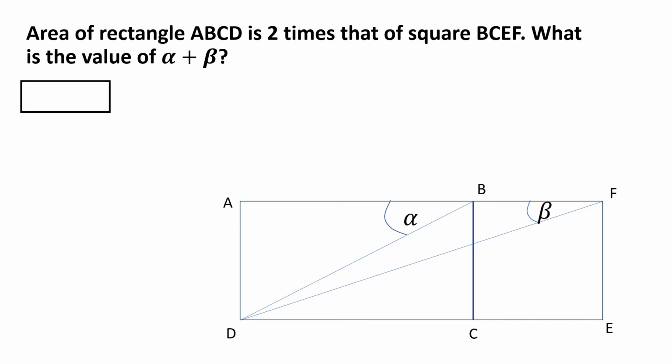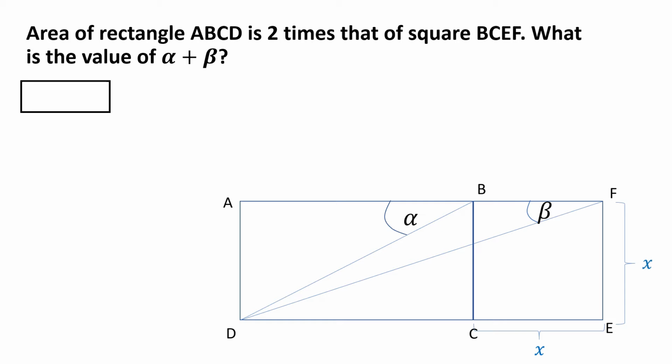But first of all, let me start with indicating some of the dimensions. So starting with the side of the square BCEF, let's call the length of each side of the square as x. So CE is x, and so will be EF.